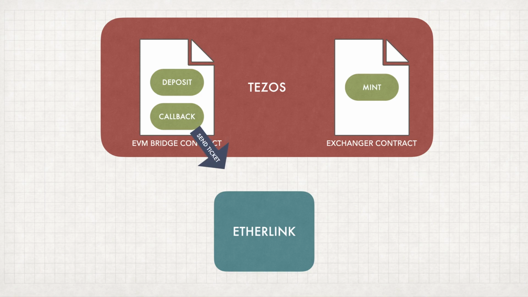The EVM bridge contract calls the deposit ticket entry point of the Etherlink rollup with the ticket and the Etherlink address of the recipient as a parameter. This operation is crucial as it represents the transfer of the XTZ tokens onto the Etherlink rollup. Finally, the Etherlink rollup acknowledges the deposit of the ticket. This marks the completion of the exchange process.